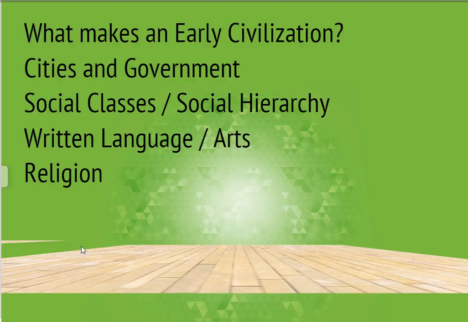Okay, and this week we're going to be talking about what makes an early civilization. And really, we're going to discuss what makes civilization as we know it. Your textbook talks about cities and government. Tomorrow, when you come into class, you're going to take that information not only from your textbook, but also what you learn from the Discovery Ed Tech book to look at how cities and government play out to make early civilization. Also, social classes, or what's called the social hierarchy.